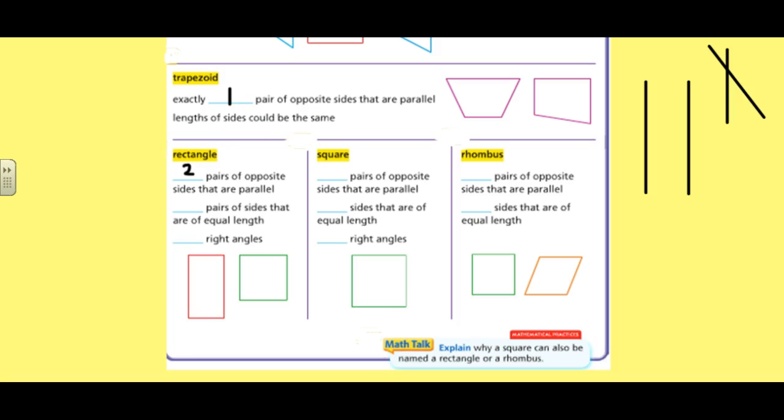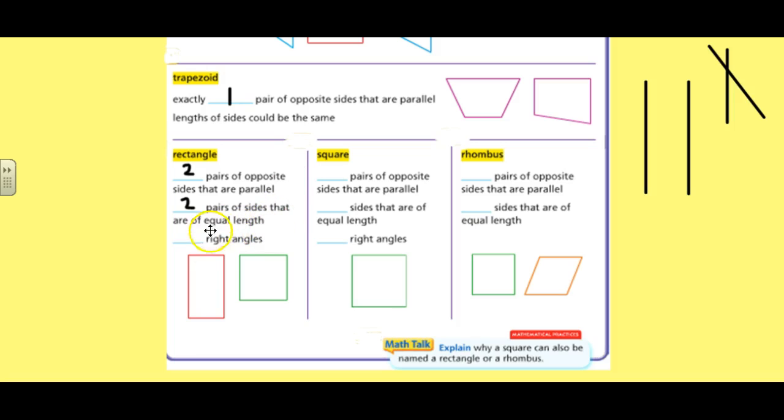Now we're looking at the next line. It says blank pairs of sides that are of equal length. And this is something that we learned when we were working with area. We know that the opposite sides of a rectangle are equal in length. So this side right here and this side right here are equal in length. So that's one pair. And then this side right here and this side right here are also equal in length. So that is another pair. So a rectangle has, once again, two pairs of sides that are of equal length.